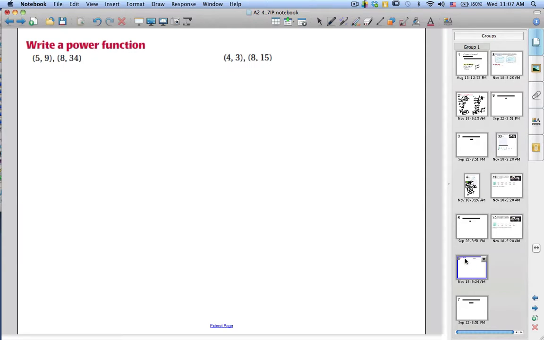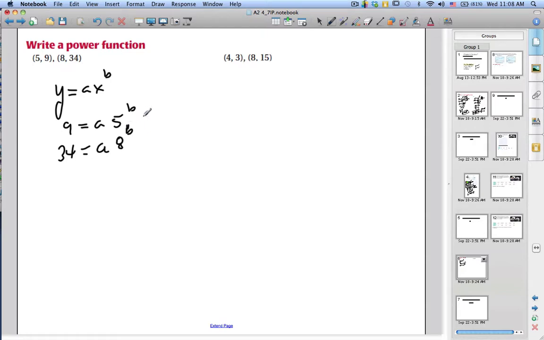Okay, so now if we want to write a power function, right? A power function is in this form, y is equal to a times x to the b power. I know that y was 9 when x was 5. And I know that y was 34 when x was 8.